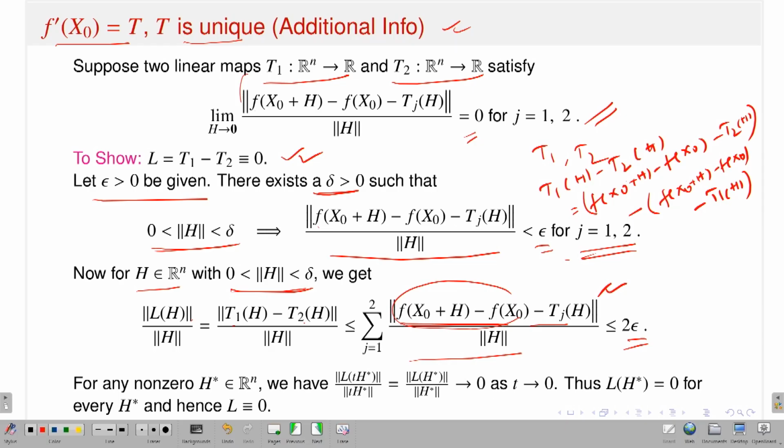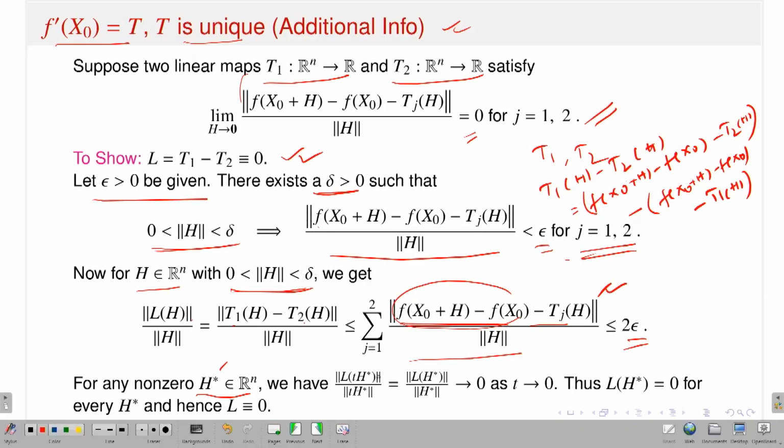And this is true for all h with norm of h strictly greater than 0 and less than delta. Then take any non-zero h star; since I am taking a non-zero vector I am putting the star mark here. Fix h star, a non-zero vector, and then I am hitting it with t, so I am in that one dimensional subspace t h star. So I am replacing capital H by t h star. What will happen? Norm of L of t h star divided by norm of t h star. Now L is linear, so t will come outside, and in the denominator, norm of t h star, t will come outside. So the t's will get cancelled, and this is the object I will have.